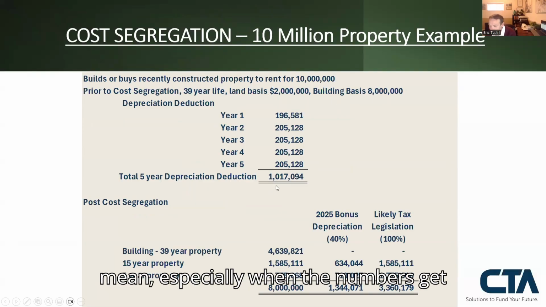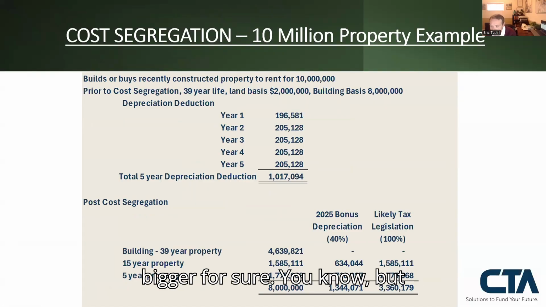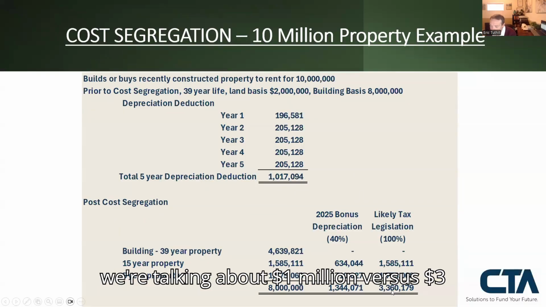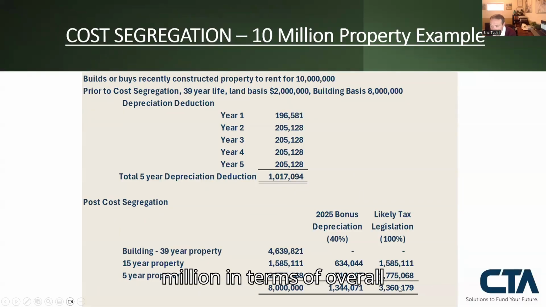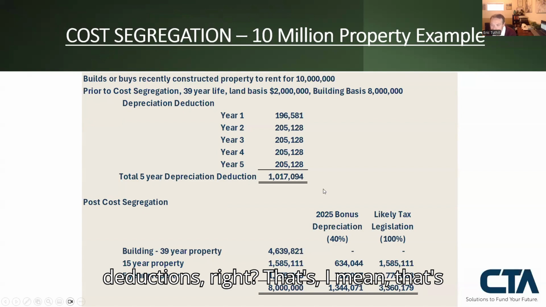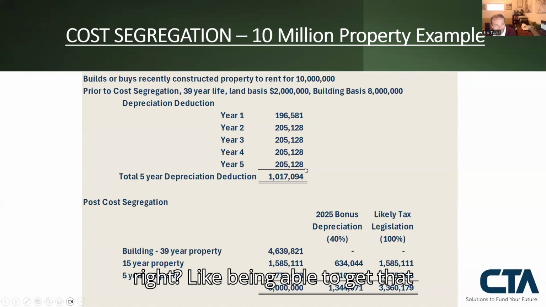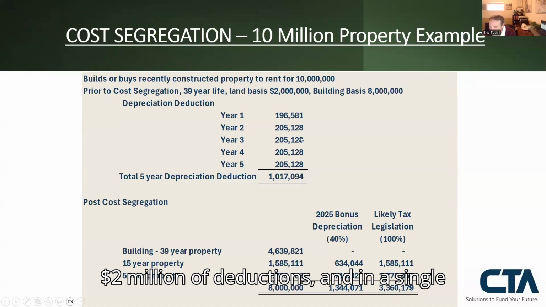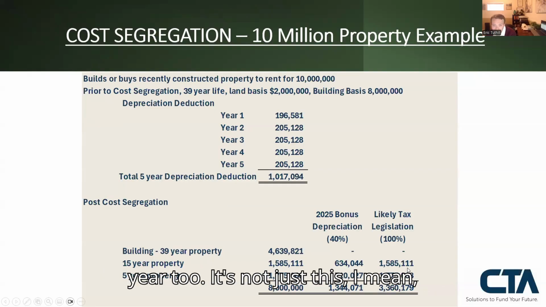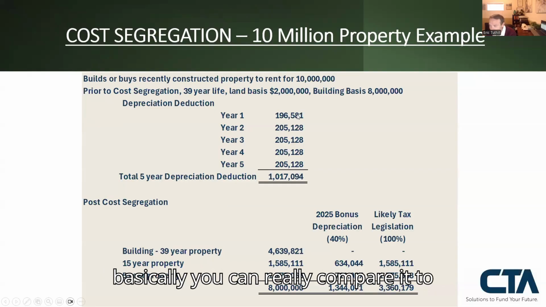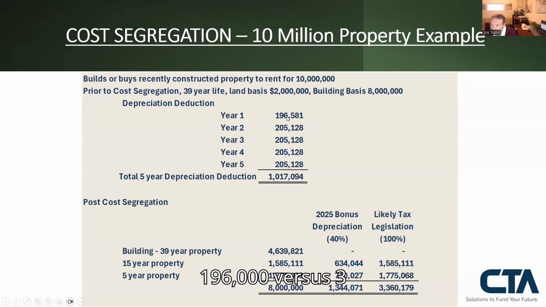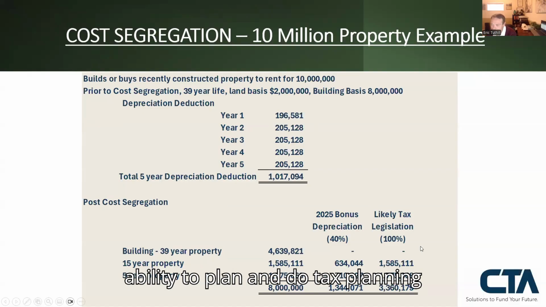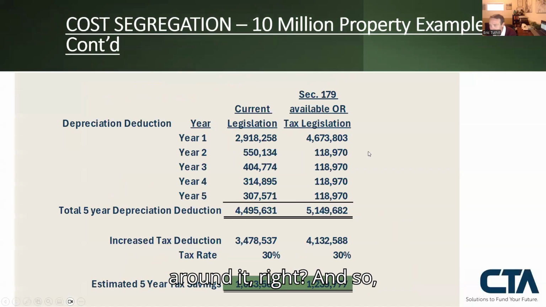And you can see, especially when the numbers get bigger, of course, the savings look bigger for sure. But we're talking about $1 million versus $3 million in terms of overall deductions, right? That's a huge disparity, being able to get access to that extra $2 million of deductions in a single year too. You can really compare it to $196,000 versus $3 million. That's a huge jump in your ability to do tax planning around it, right?